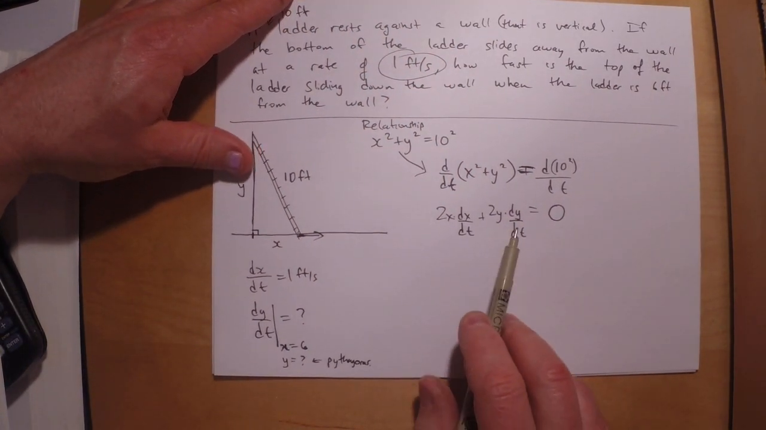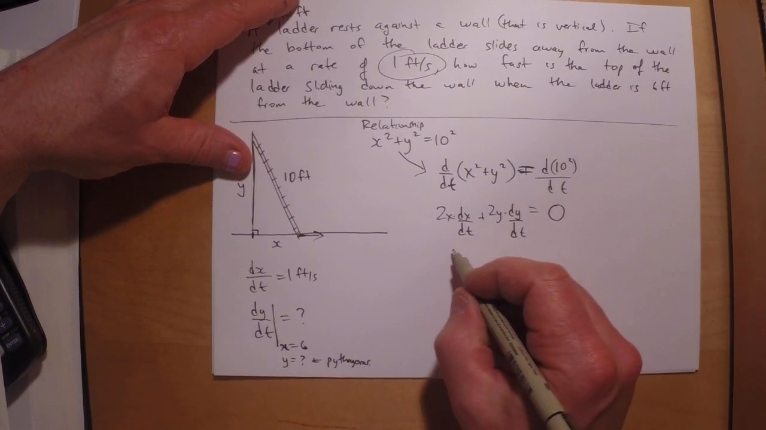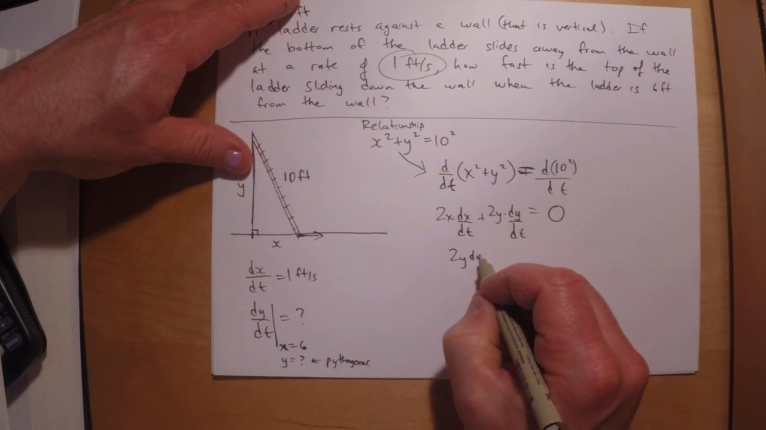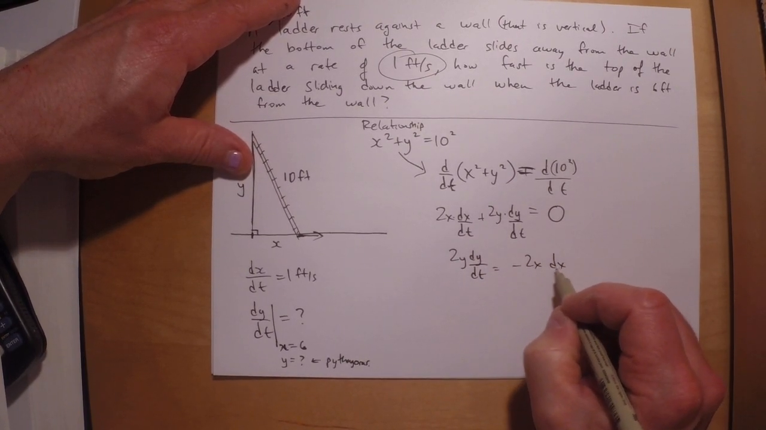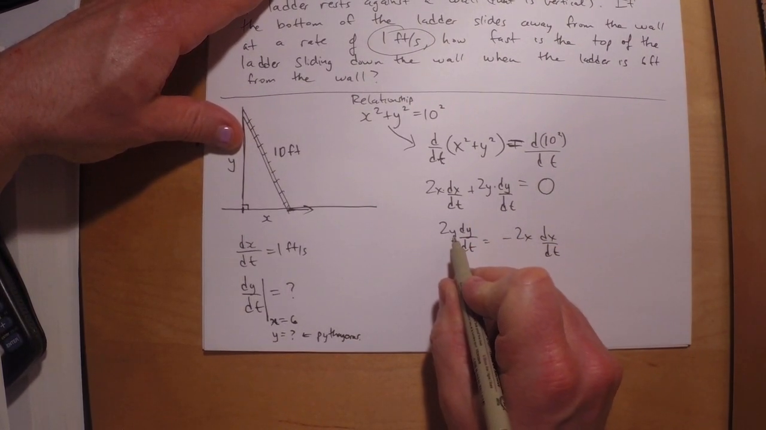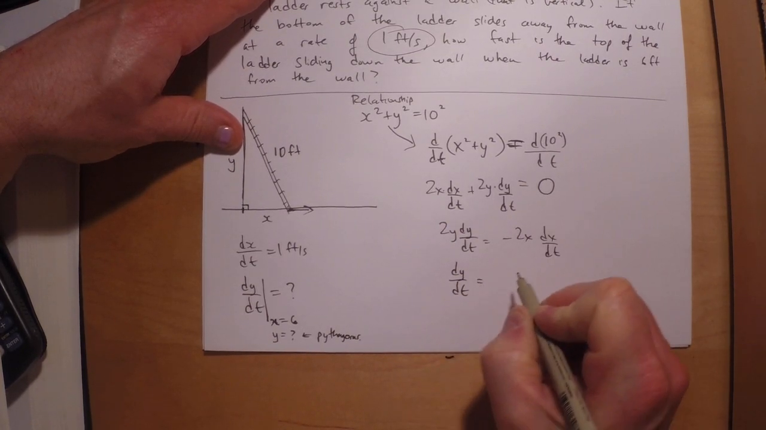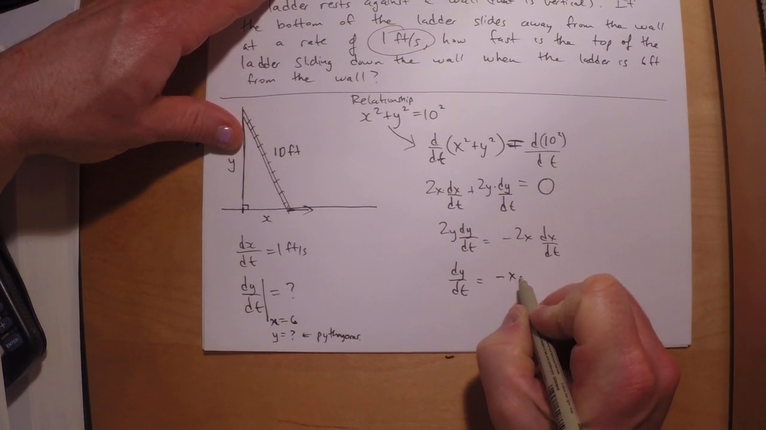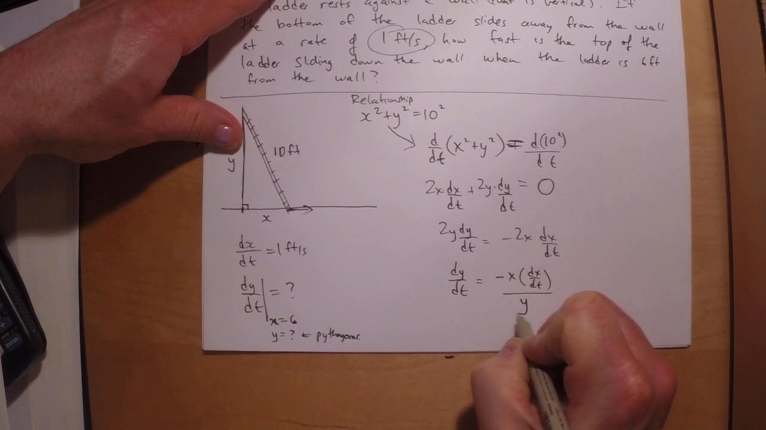And now I'm going to solve for dy/dt. So I would subtract this to the other side. I'd get 2y times dy/dt equals negative 2x dx/dt. Divide both sides by 2 and divide by y. So I'd end up with dy/dt equals negative x times dx/dt, all divided by y.